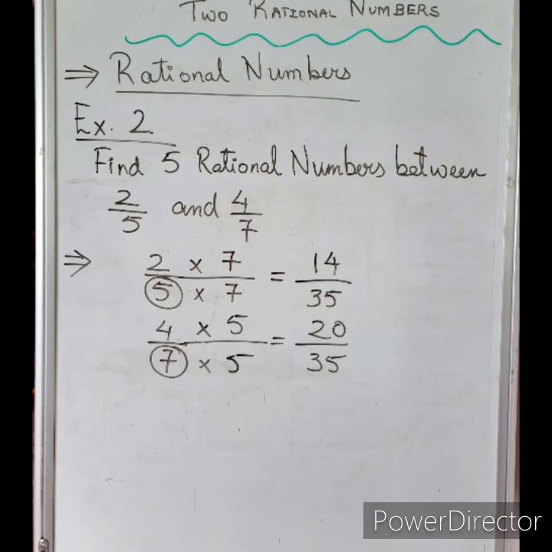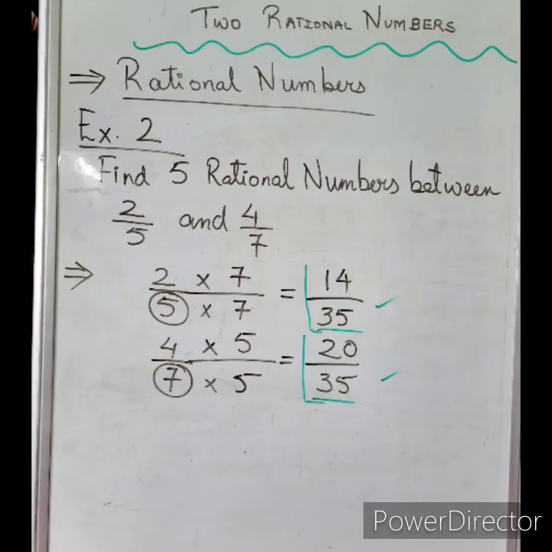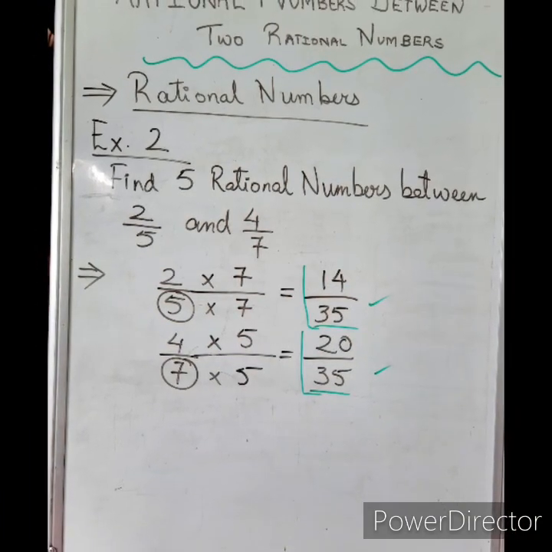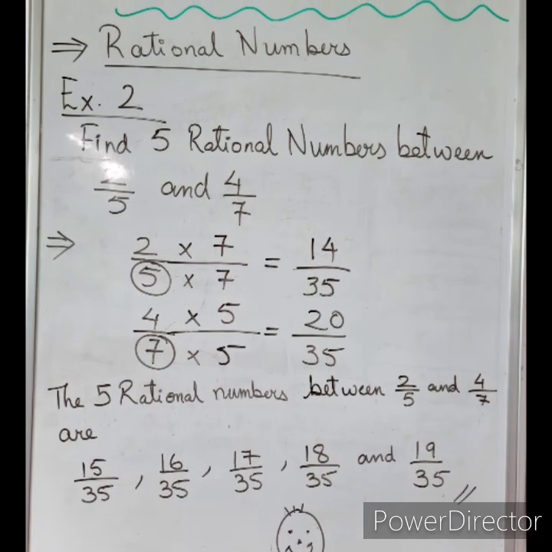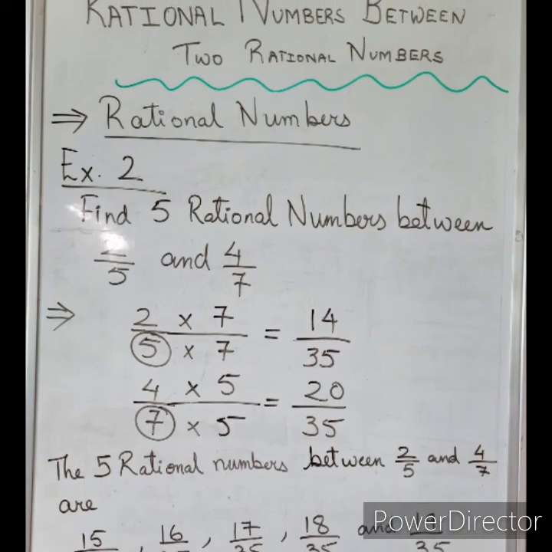Then we have to find the numbers between 14 and 20. Here, since the denominator is the same, you can go forward to finding the 5 rational numbers. Here we are getting exactly 5 rational numbers. These are 15 upon 35, 16 upon 35, 17 upon 35, 18 upon 35 and 19 upon 35.